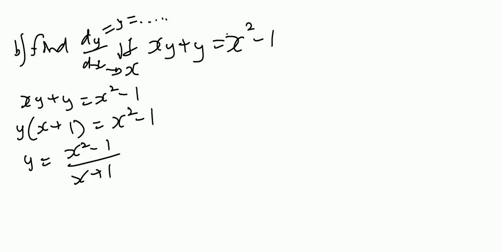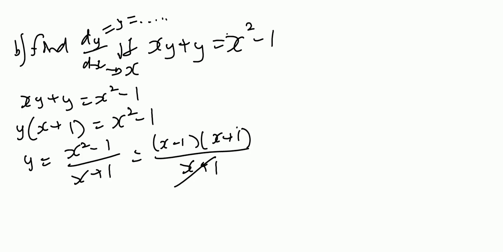Before we can differentiate, we must check if it is in simplified form. No, because x squared minus 1 we can factorize so that it can cancel with the denominator. So it's x minus 1, x plus 1. This is x squared minus 1. This is how we factorize it. Then we have x plus 1. Then x plus 1 cancels x plus 1. We are left with x minus 1. That means our equation is y is equal to x minus 1.